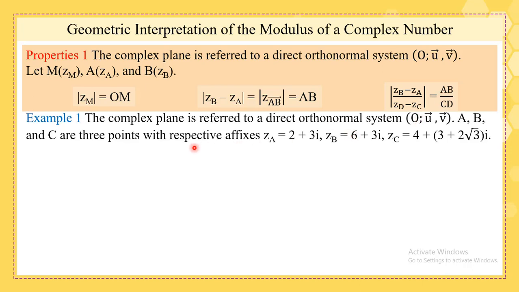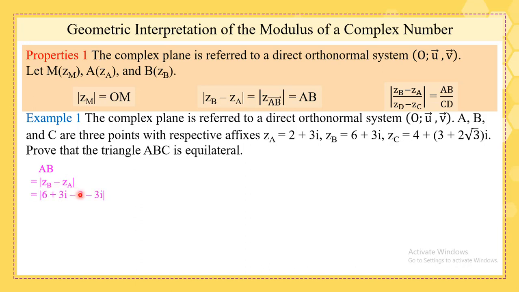Let's see this example. We have A, B, and C are 3 points with affixes as you see here. The question is to prove that the triangle ABC is equilateral. Well, to have an equilateral triangle, we must have 3 equal sides. I'm going to begin with AB. If I apply this property, AB is the modulus of ZB minus ZA. If we replace ZB and ZA, we get this quantity, which is the modulus of 4, which is 4.